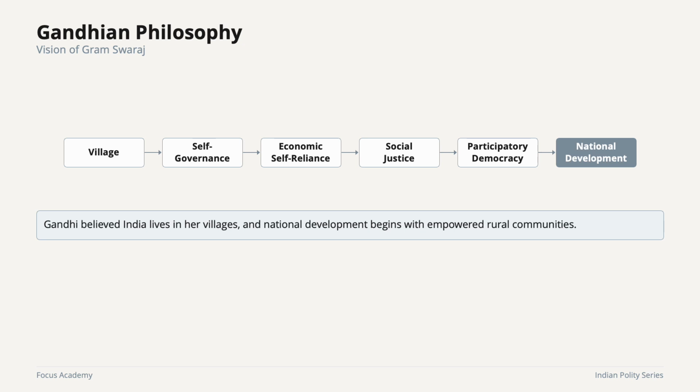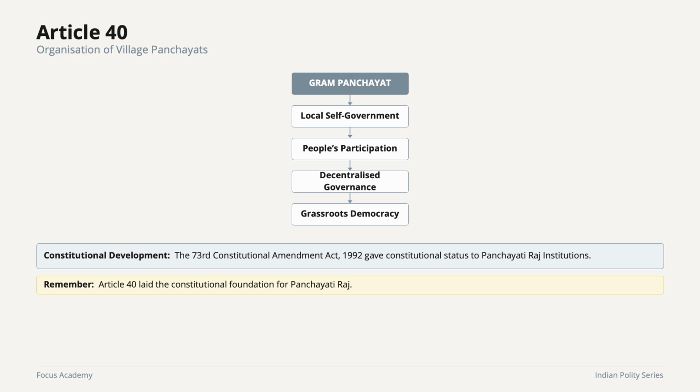So, after Gandhian philosophy, the first is Article 40, Gram Panchayat. So, we have the organization of village panchayats. In the organization of village panchayats, we have the Gram Panchayat, then local self-government, then people's participation, then decentralized governance, then grassroots democracy. Okay, so I will be explaining what these 5 points mean.